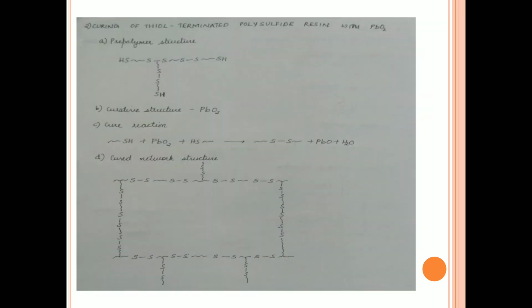Next is curing of thiol terminated polysulfide resin with PbO2. Here, the prepolymer structure and curative are given. The curative used here is PbO2. We can also have many other examples of cure reactions. We have only discussed two of them in this slide.